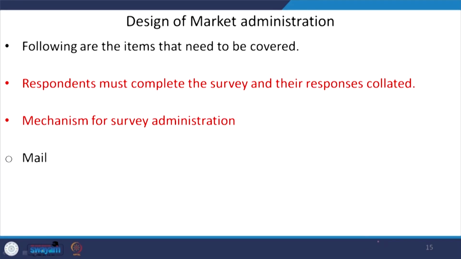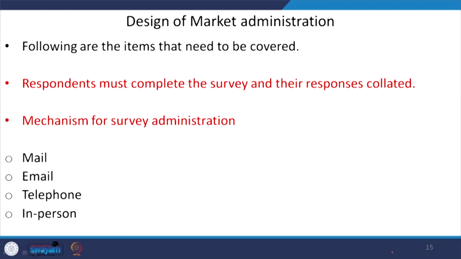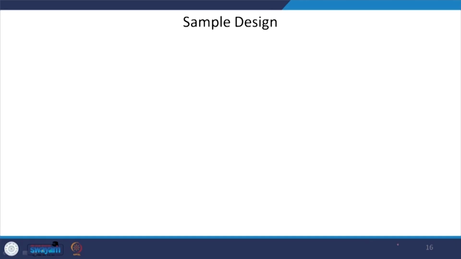When you are designing the survey administration, basically we need to think about the different mechanisms for survey administration, that is, how to contact or how to administer the survey itself. The first one can be postal mail, or it may be the internet like email, or telephonic surveys, or direct face to face, in person surveys. So, these are the standard mechanisms for surveying in the CV method.